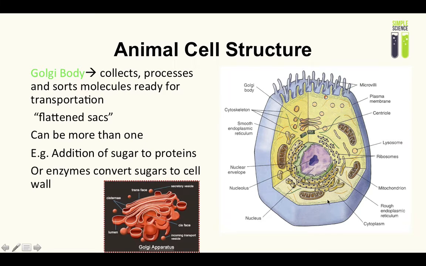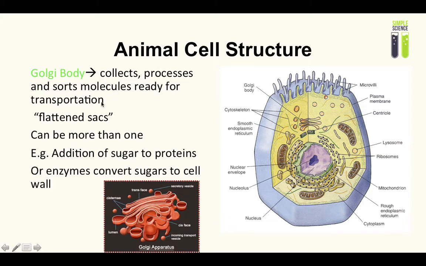Okay, and there can be more than one in an animal cell, but generally I think you'll just come across one during your A level, and we're going to keep it simple for our sake. It's constantly being formed at one end of the ER, and it's broken down again on the other to form Golgi vesicles. So basically its process is it collects, processes, and sorts molecules ready for transportation.